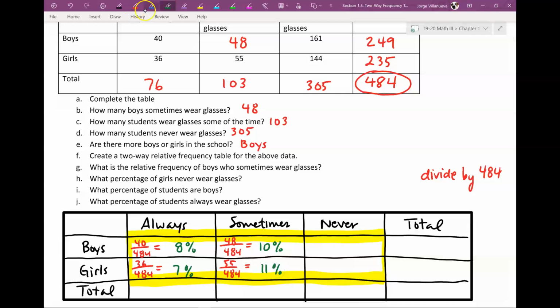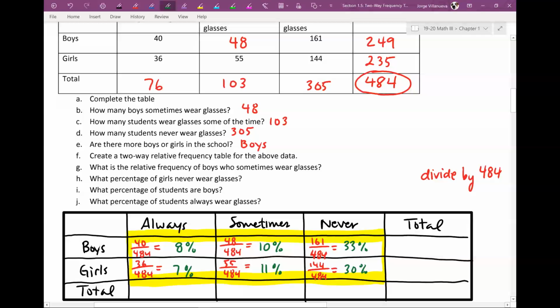All right, we got 2 more to go. The boys that never wear glasses, that's 161 out of 484. So when you divide that, you get 33%. And then the last one is the girls who never wear glasses. So that's 144 divided by 484. So when you divide it, you get 30%.